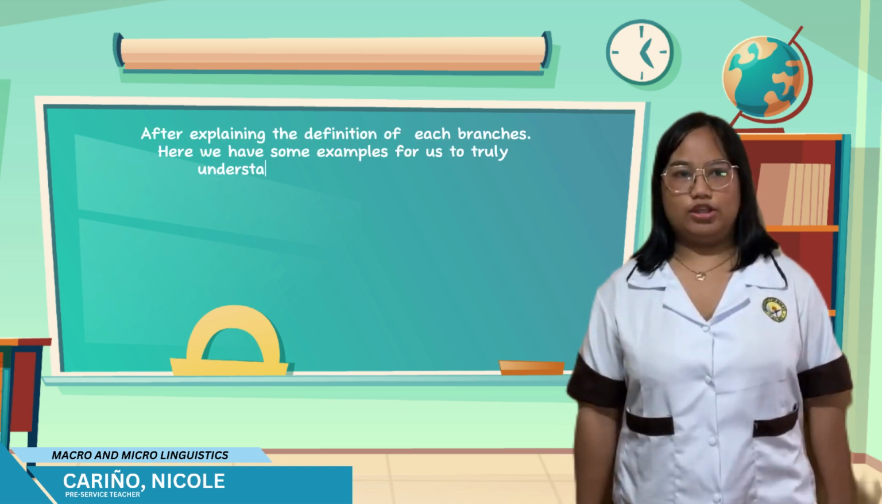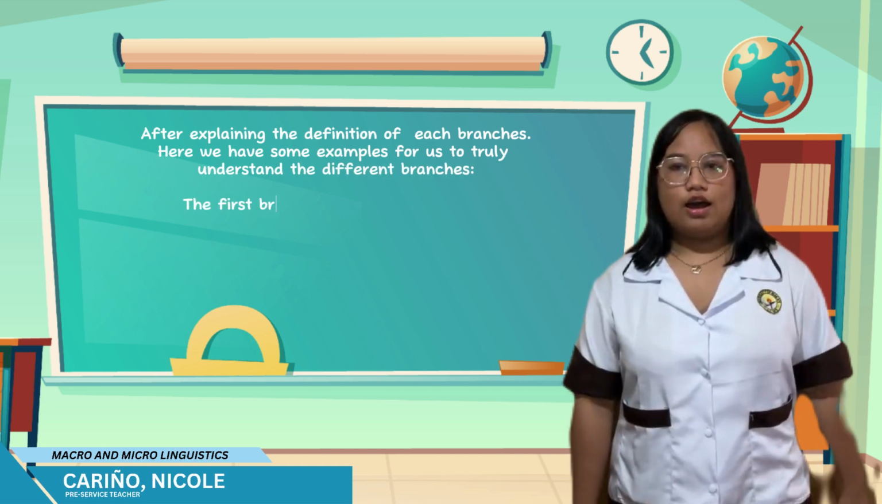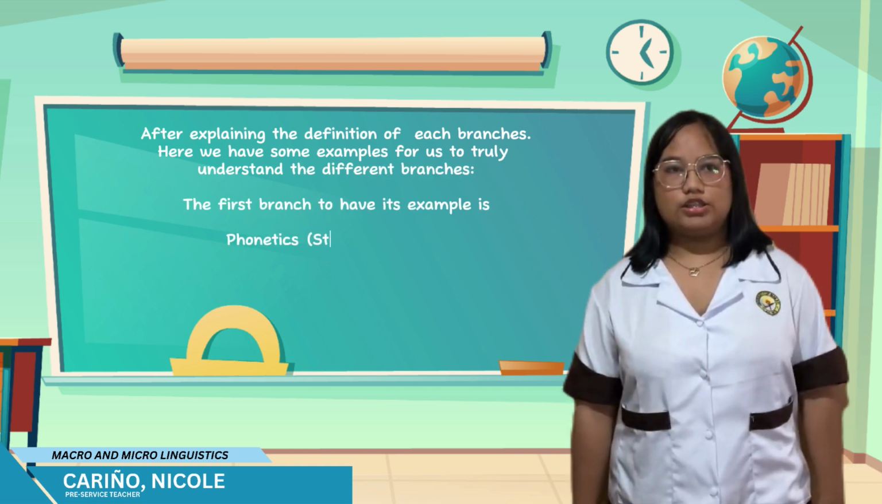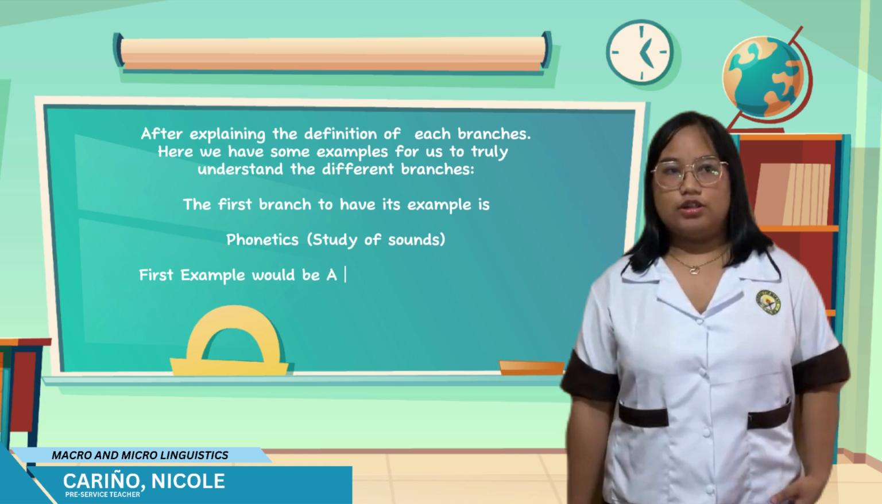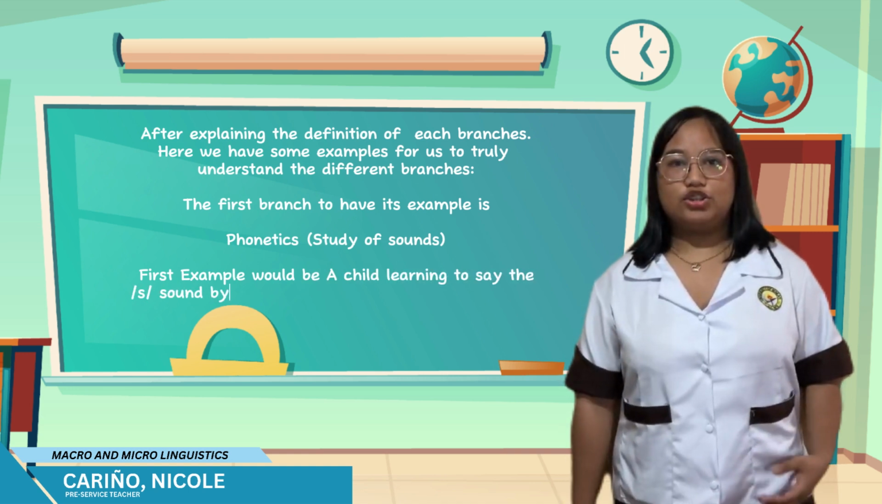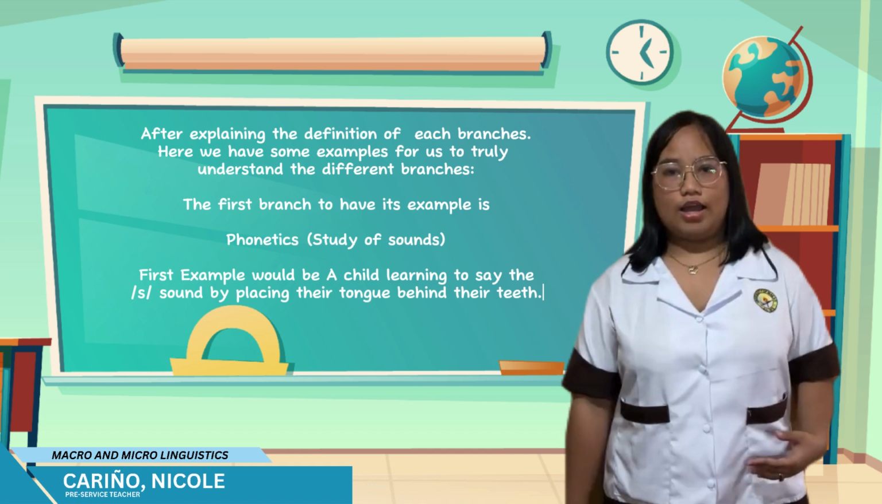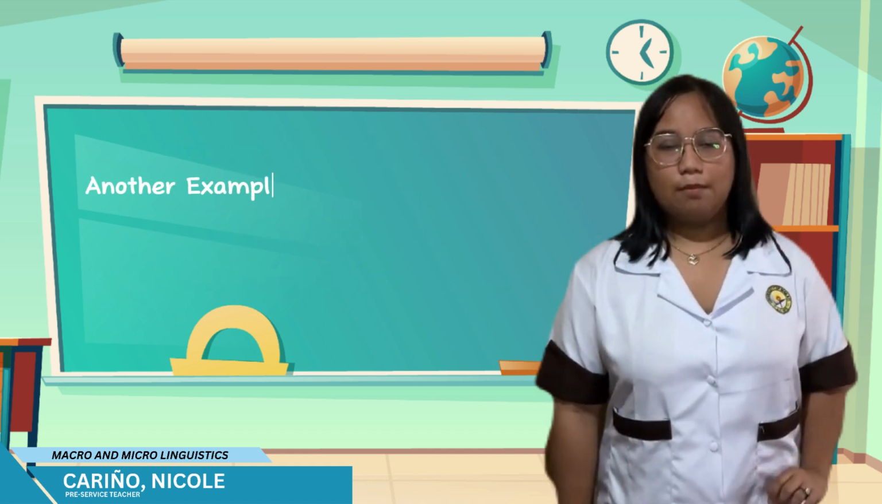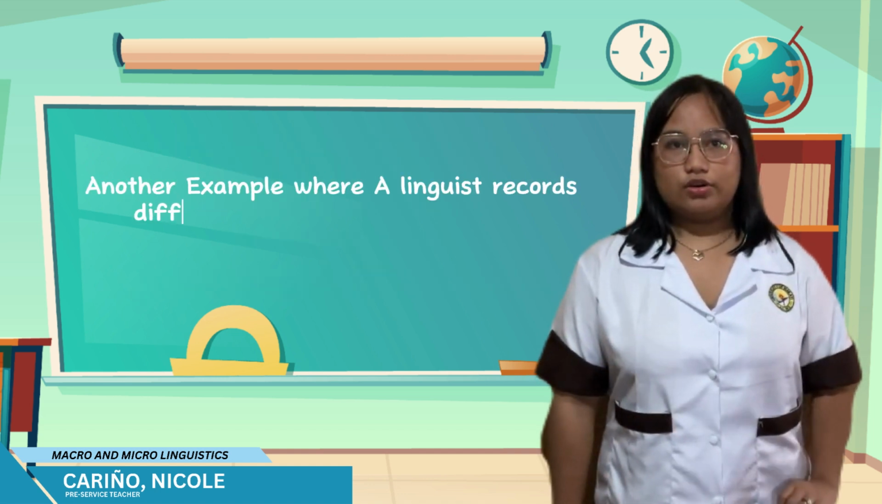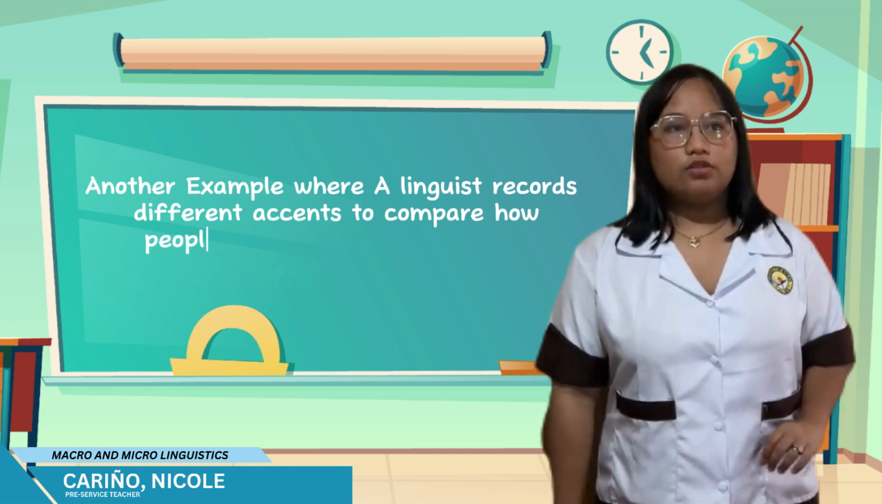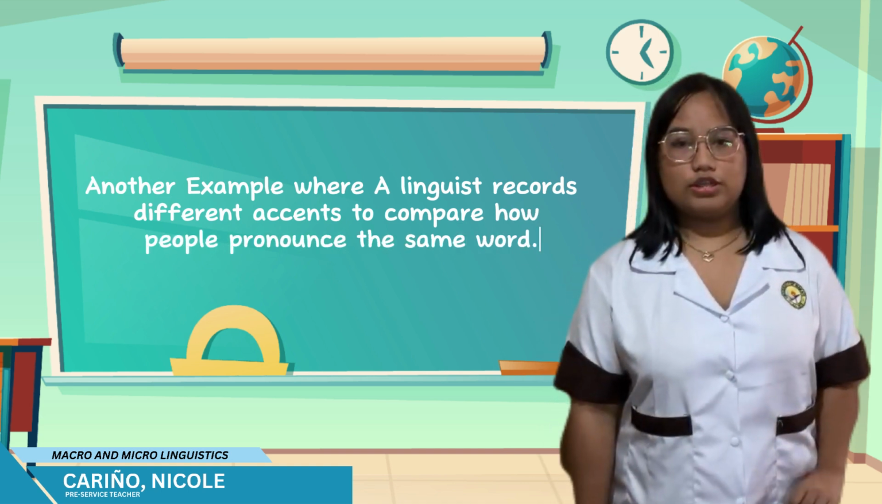understand the different branches. The first branch to have its example is phonetics, wherein the study of sounds. First example will be a child learning to say the S sound by placing their tongue behind their teeth. Another example is where a linguist records different accents to compare how people pronounce the same word.